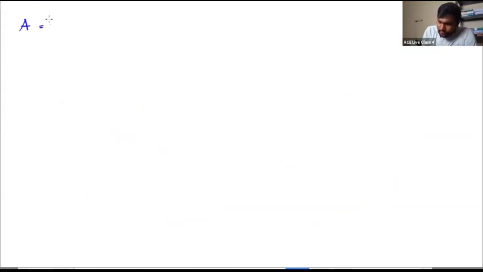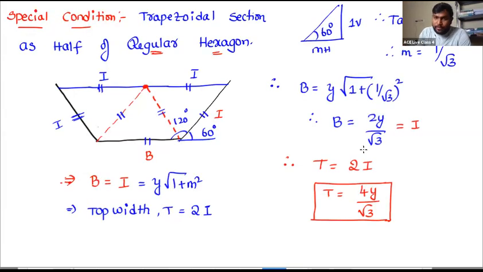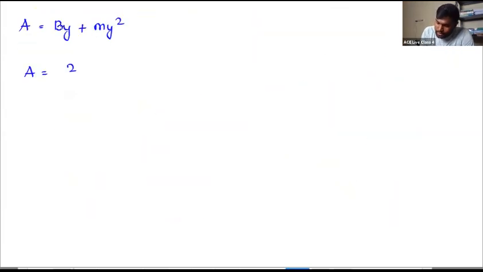Generally, what is the area for a trapezoidal section? It is (B plus m y) times y. Now, what is the B value? 2y by root 3. So 2 by root 3 y square plus m, which is 1 by root 3, into y square. Then 3 by root 3, which means root 3 y square.